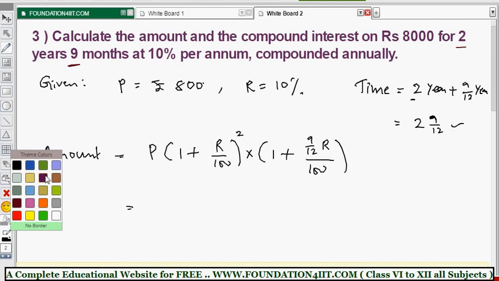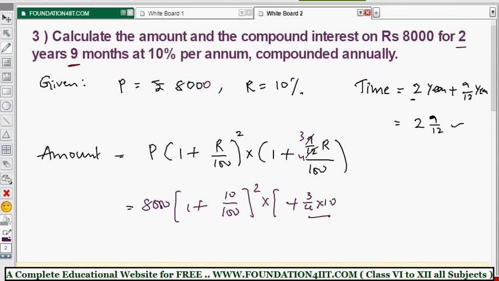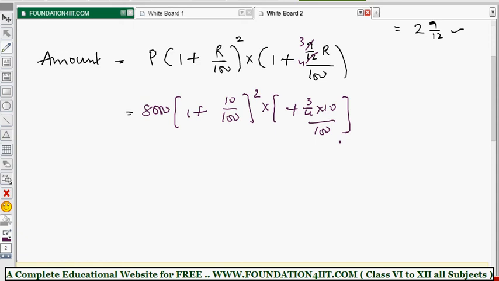Right. Whenever we need to apply the formula in this. Now P is equal to 8,000, 1 plus R is 10, 10 by 100 all to the power 2 into again 1 plus, we can cancel this, right? 9, 3 4s are, so 3 by 4 into 10 by 100. Just calculate this total and get the final amount.